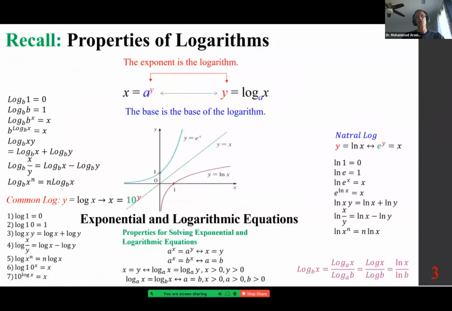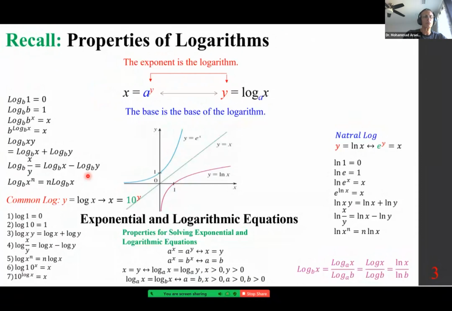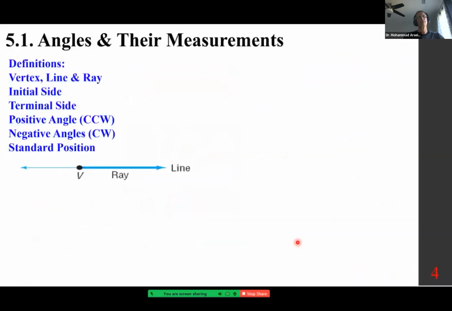Here are the properties of logs. I'm going to remind you what we have seen before. One of them is logs. And as you can see here, this is the definition of a log. Properties of log in general. Common log when the base is 10. Natural log when the base is e. Change of base formula, and some properties of exponential and logarithmic equations. This is just to remind you of some of the stuff we've done.